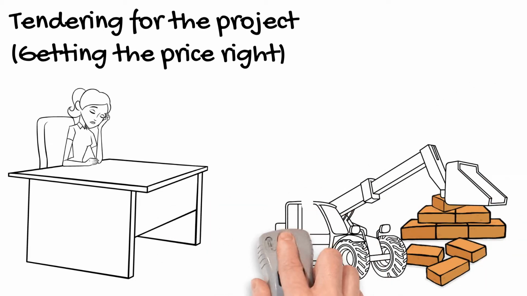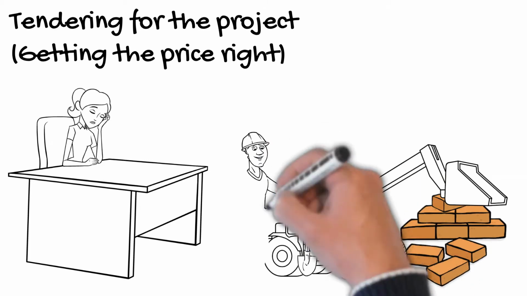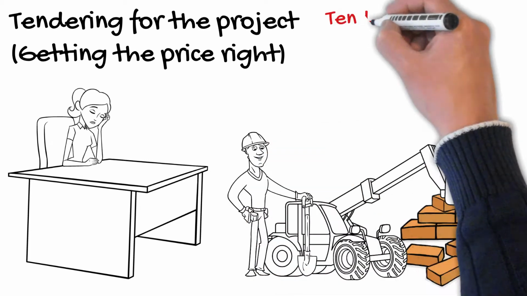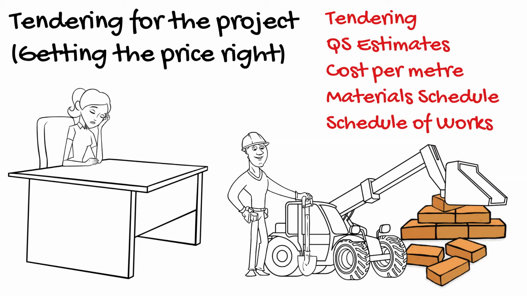Remember, they've got to base their cost on the amount of manpower they need, the resources such as telehandlers, diggers, things like that, and then of course the materials that go into the construction project. They'll probably have a cost per meter from previous projects that'll help them estimate this, but they will draw up a material schedule or a schedule of works.